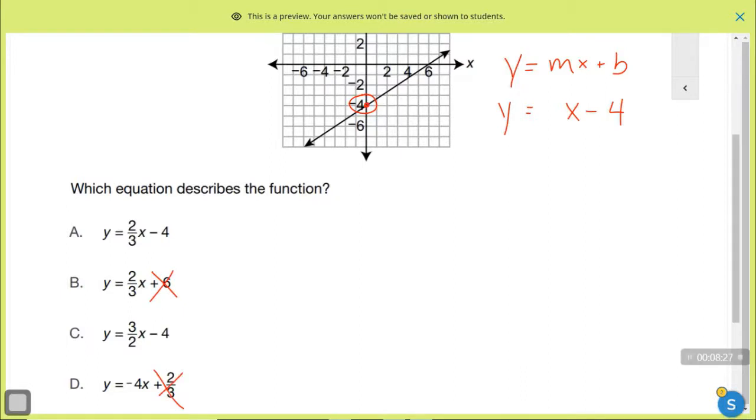Now my slope is going to be my change in y over my change in x, and I'm going to pick two points that go through the coordinate grid lines so I can easily count my boxes up and over.